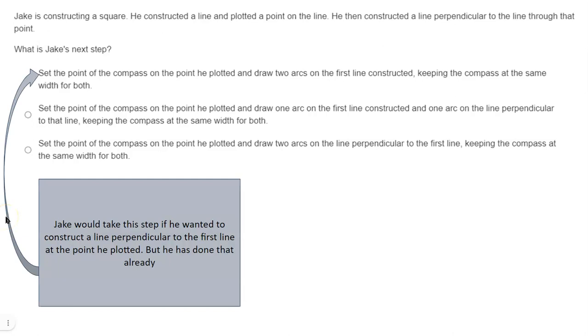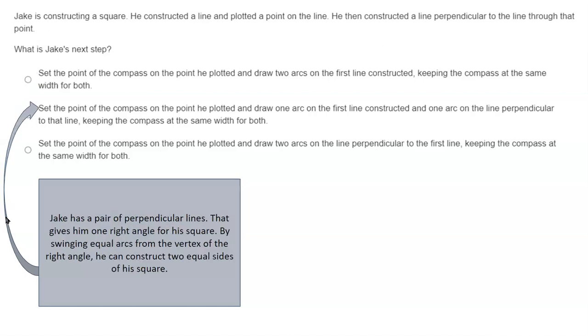Jake would take this step if he wanted to construct a line perpendicular to the first line at the point he plotted. But notice he has already done that. Jake has a pair of perpendicular lines that gives him one right angle for his square. By swinging equal arcs from the vertex to the right angle, he can construct two equal sides of his square.